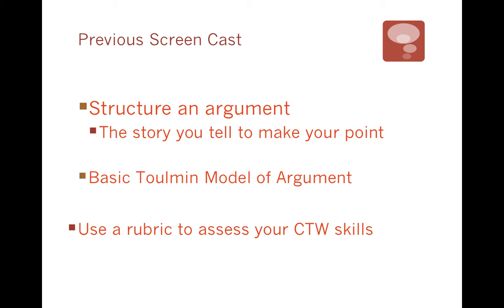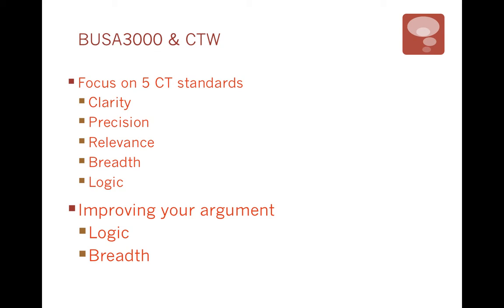and we will now be looking at how to further improve it. As you will recall, we use a rubric to assess the CTW skills in this assignment. And there are 5 CTW critical thinking standards we use: clarity, precision, relevance, breadth, and logic. In the first screencast, we looked at clarity, basic elements of Toulmin, and today we will be looking at improving this by building on the logic and breadth elements of your argument.